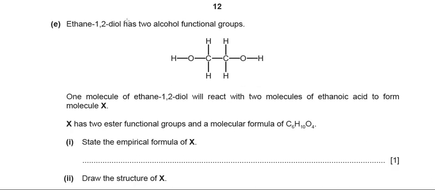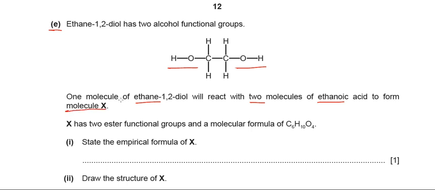Moving on in this question, in this part, it says ethane-1,2-diol. A molecule which contains two alcohol groups is called a diol. One molecule of ethane-1,2-diol will react with two molecules of ethanoic acid to form a molecule X.